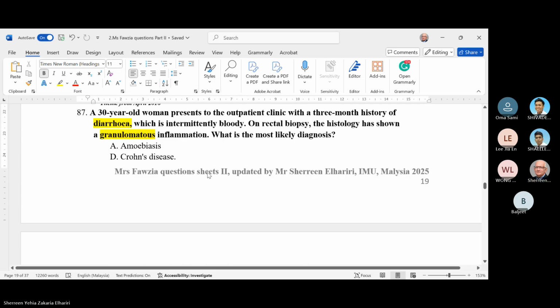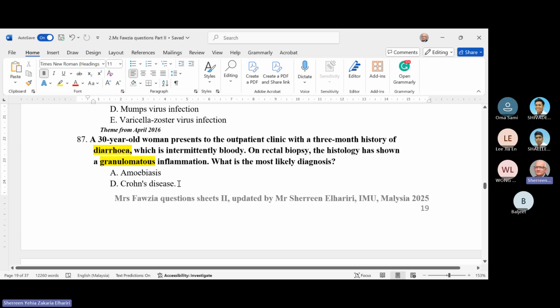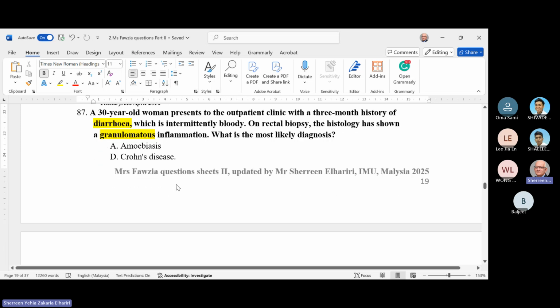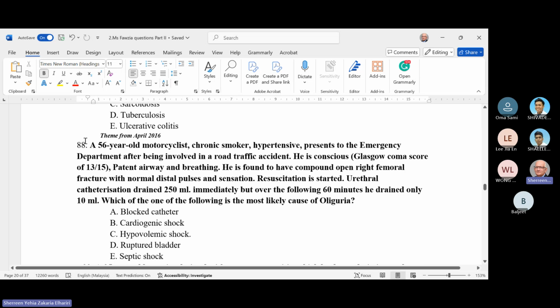Anyone? Crohn's disease. Of course, it is not TB. TB doesn't cause bloody diarrhea. TB can also affect the intestine and cause a colonic ulcer or something. But again, if any question doesn't mention nationality, it is a British exam, so it is a British woman. Very important to notice that.